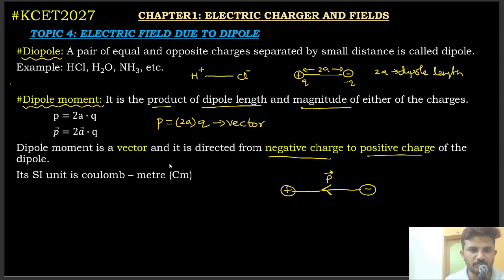So what is the significance of electric dipole moment? It represents the strength of electric dipole. And what is the SI unit? Here it is given the charge into length. So for charge it is coulomb, and for distance it is meter.